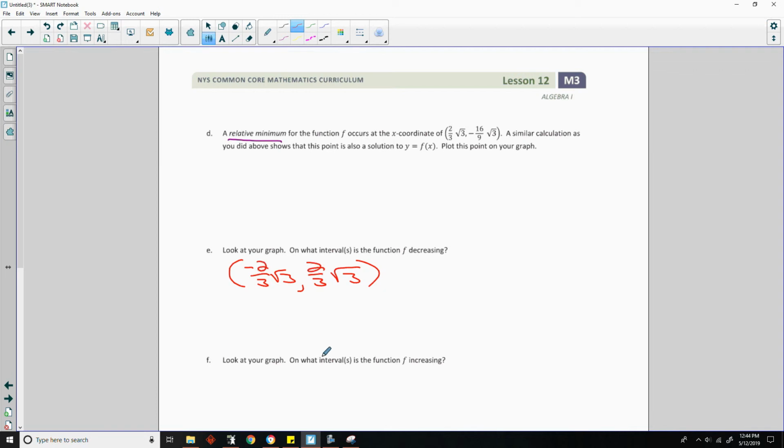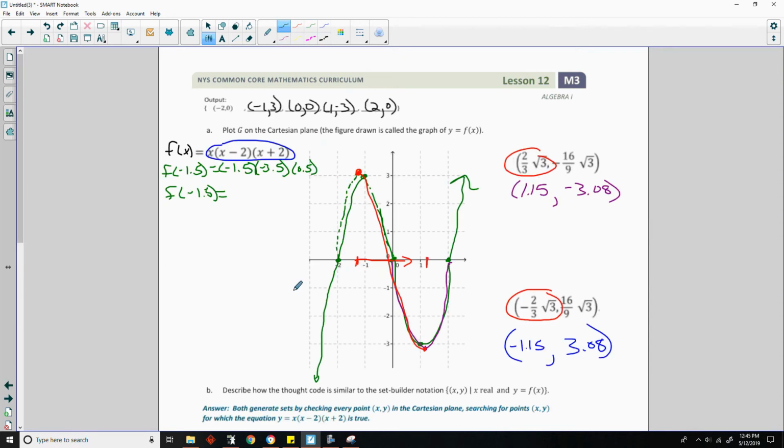And F says, look at your graph and what intervals, plural, is the function increasing? Well, let's use black for this one because I haven't used black yet. So the function is increasing right here. I'm going up as I draw it, am I not? And it's increasing until I get to this point right here, and then it turns and decreases, and then it turns at this point, and then it starts to increase again. So there are two intervals. And this is decreasing forever and ever, which goes to negative infinity. And this is increasing forever and ever, which is going to positive infinity on the x-axis.